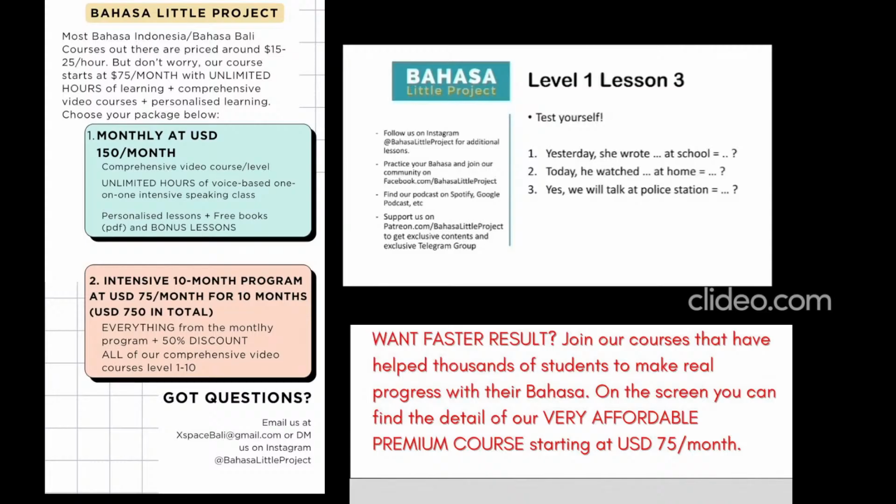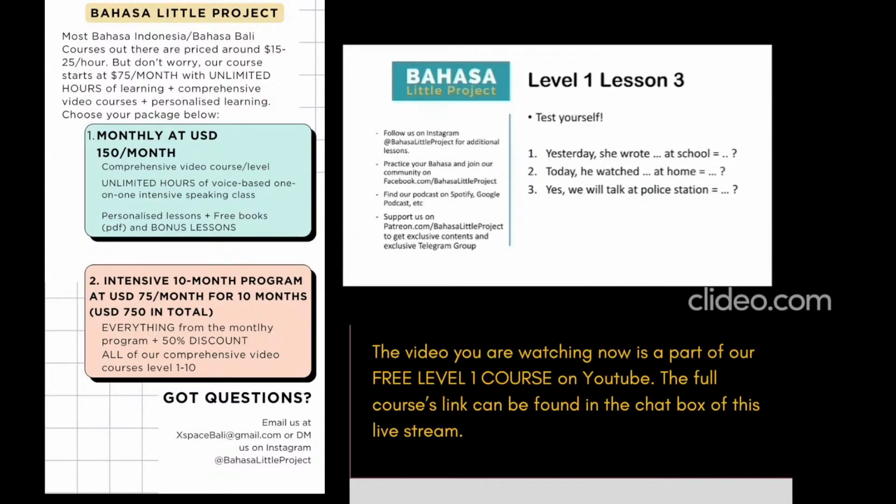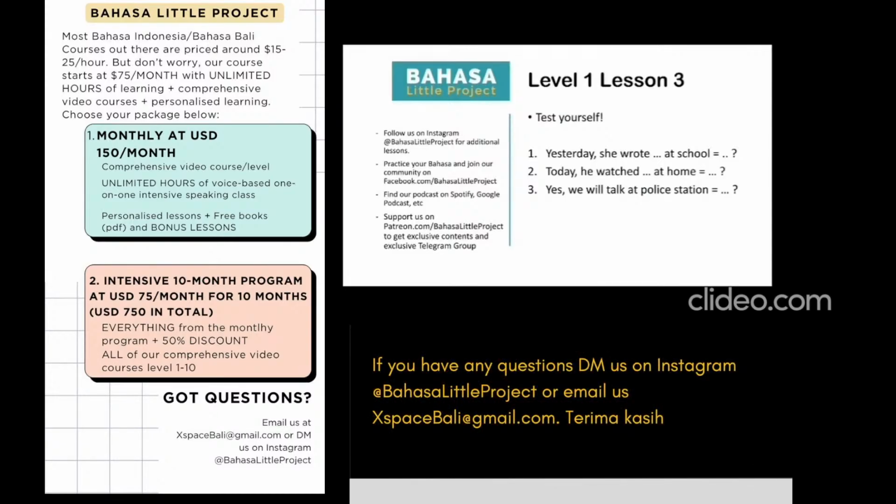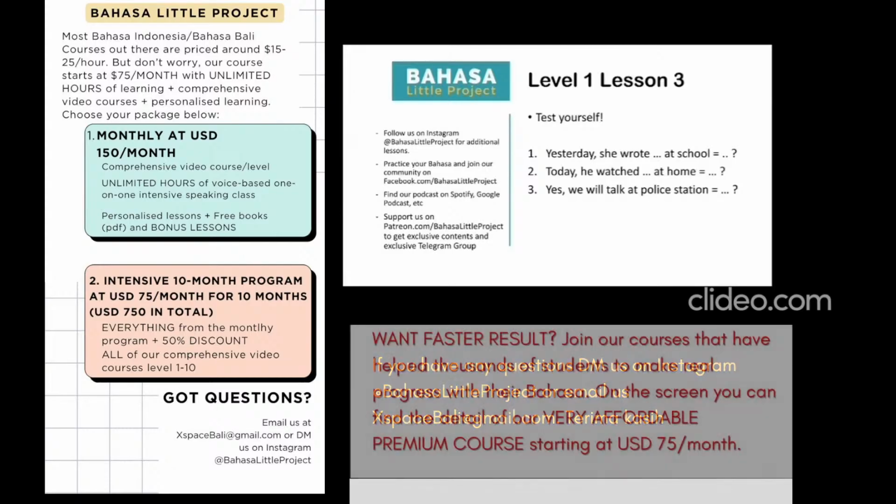So number 1 is, yesterday she wrote something at school. How do you say it? 1, 2, 3. Of course, yesterday is kemarin, and she wrote, we have discussed past tense, present tense, future tense, right, in lesson 2. So obviously you know that it is dia menulis, and at school is something that we have just learned, di sekolah, di sekolah. For number 2 and number 3, try to do it by yourself.